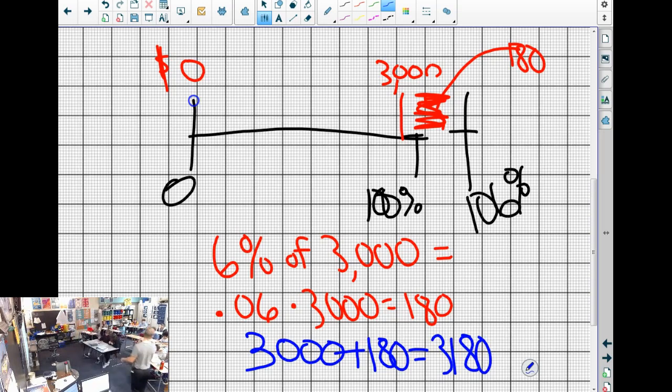Oh, you added. We move the decimal 2 places, 6% of 180. But is she making 6%? No, she's making 106%. We have to add the 3,000 and the 180. Can we use that number? 106%. Yeah, you can use that number. What would it be as a decimal? 1.06.